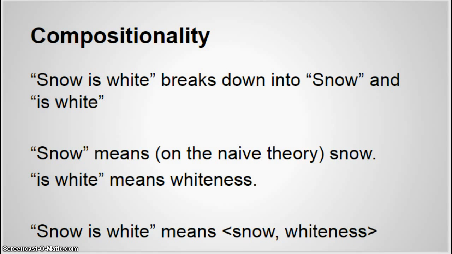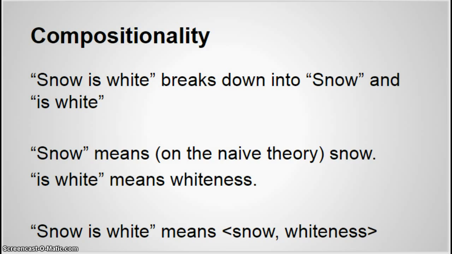Think of the sentence "snow is white." That breaks down into at least two component parts, namely "snow" and "is white." And if we're going to say that the meaning of a term is what it refers to, then "snow" means the stuff that's out in the world, snow, and "is white" means whiteness, the property of being white. So the sentence "snow is white" means snow and whiteness, right? It's like a complicated thing that has these two things as its meaning.